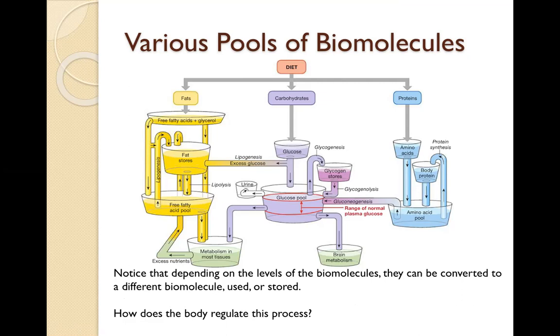So notice that no matter what the level of biomolecule is, there's really a couple of fates. You can either use the biomolecule in metabolism, you can store the biomolecule for use later, or it can be converted to a different biomolecule. So the real question is, how does the body regulate the process of taking one biomolecule and converting it to another biomolecule? How does it regulate using a biomolecule compared to storing a biomolecule?